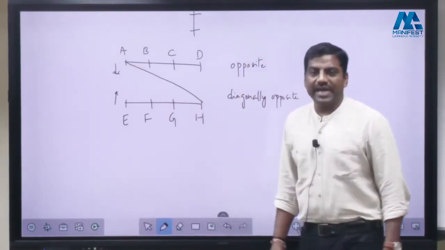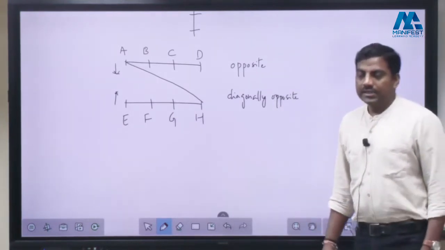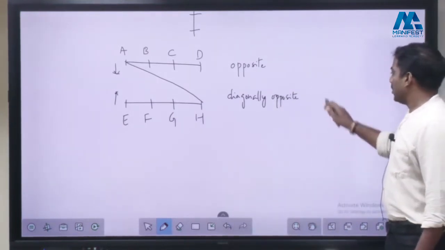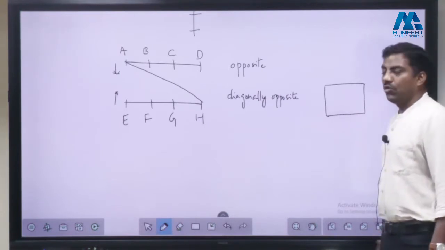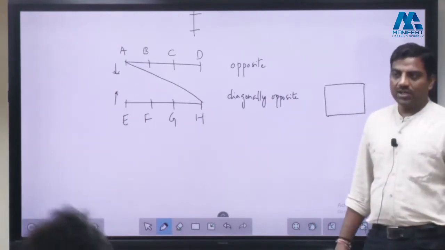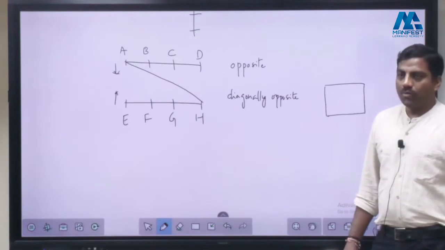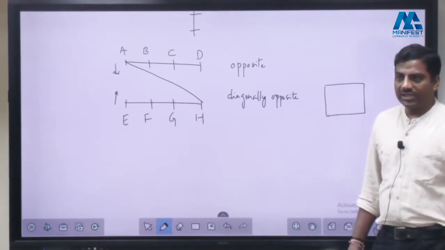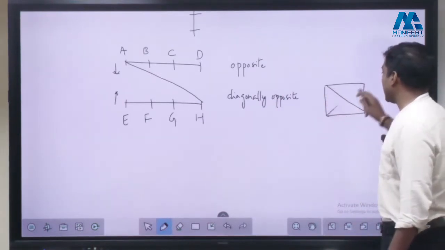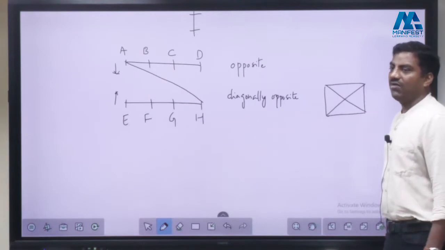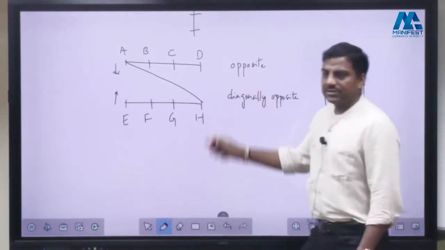So usually this diagonally opposite is for the diagrams above 4 sides, or the closed polygons having more than 3 sides. Okay, so that is where we get diagonally opposite. This is diagonally opposite. This is diagonally opposite. But when we have only lines, we can take in this manner.